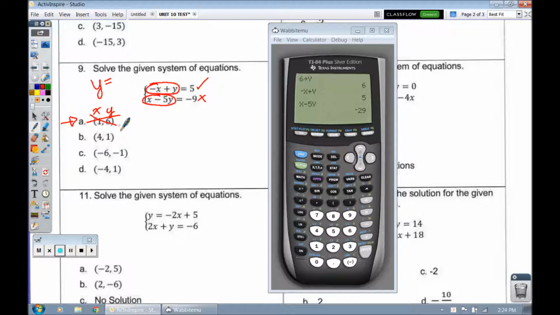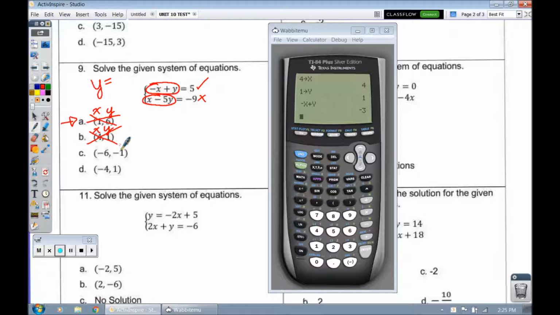So let's try letter B here. So we're going to store 4 to x and 1 to y. The good thing about using these TI-84s, I don't have to type these two equations in. They've already been data logged. So I'm going to go up to the first one, -x plus y. I can hit enter, it'll copy it. Hit enter again, I get a value of -3. I need a value of 5. Goodbye, that's not going to work.